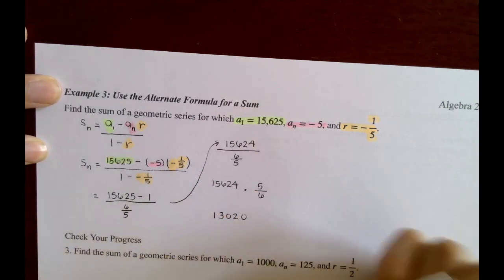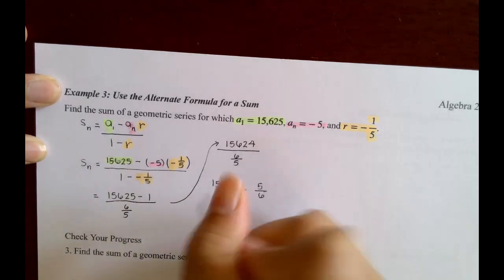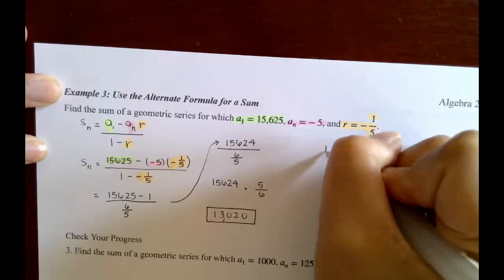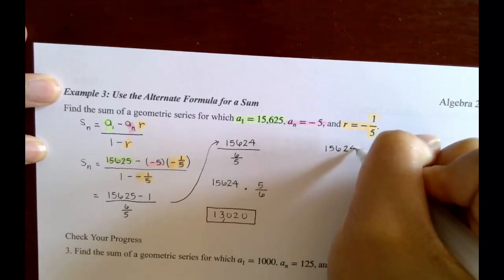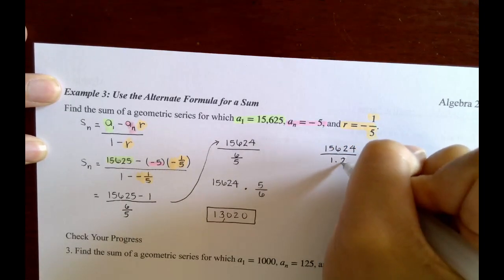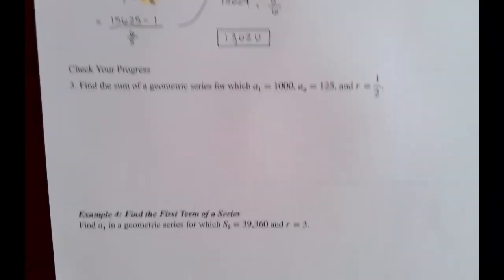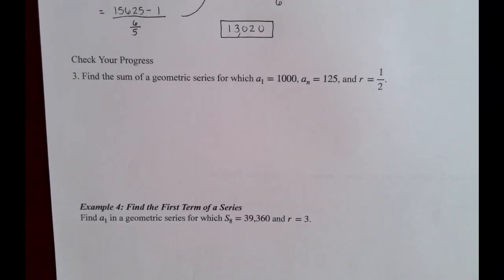13,020. If you changed it to 15,624 divided by 1.2, because 6/5 is 1.2, you would get the same thing. And there you go. So why don't you try CYP3, and then once you're done, come check your answer.